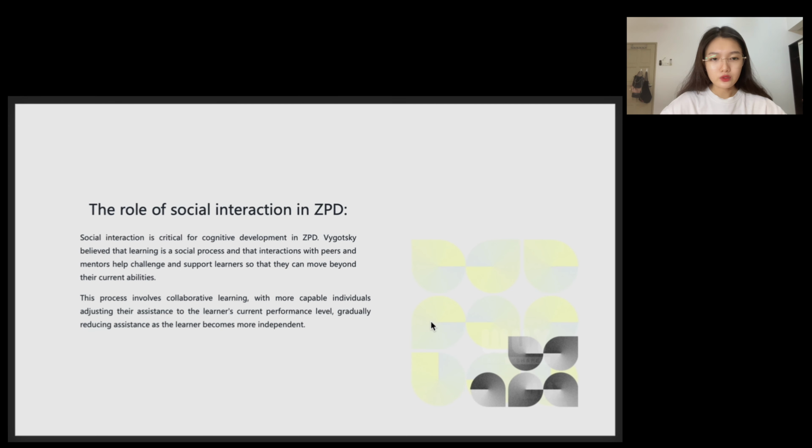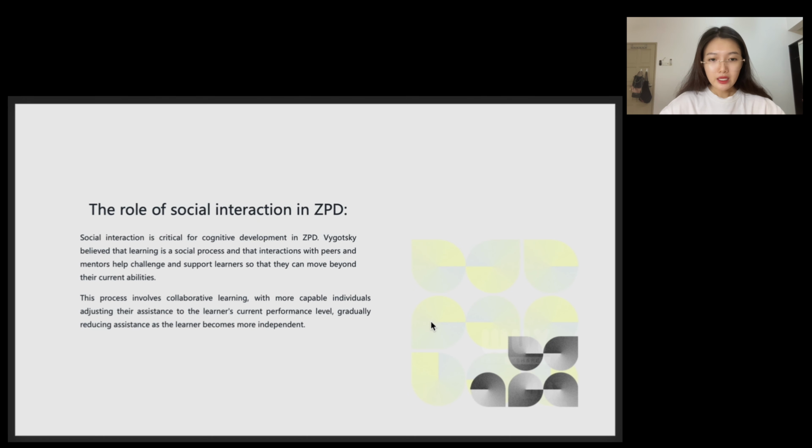And in Vygotsky's theory of the zone of proximal development (ZPD), interaction plays a central role. By collaborating and communicating with more experienced or knowledgeable people such as peers and mentors, learners are able to complete more complex tasks that they would not be able to do alone, thereby pushing them beyond their current abilities. This interaction not only improves learning efficiency, but also promotes the improvement of learners' cognitive abilities.